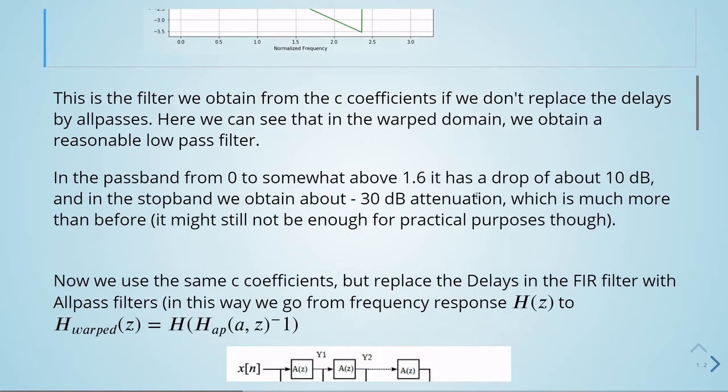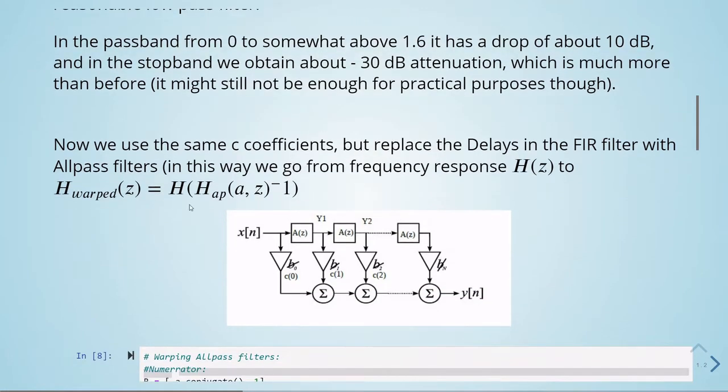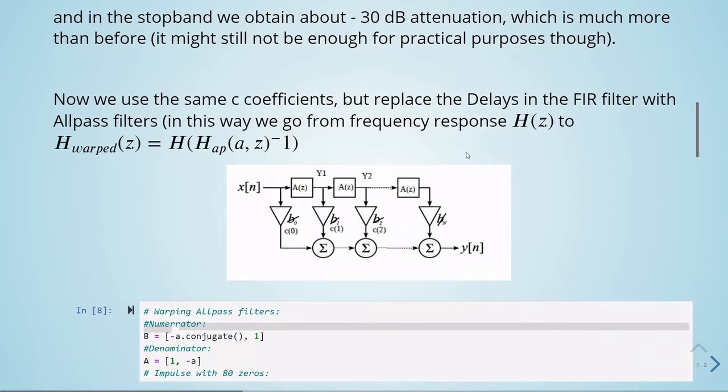So now we use the same coefficients, but we will replace the delays in the FIR filter with all-pass filters. In this way we go from the frequency response H(z) to H warped of z. That will be the H of all-pass filters given by this equation here, and it will look something like this.